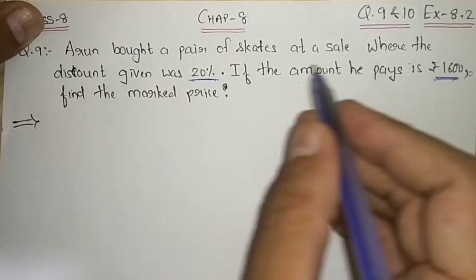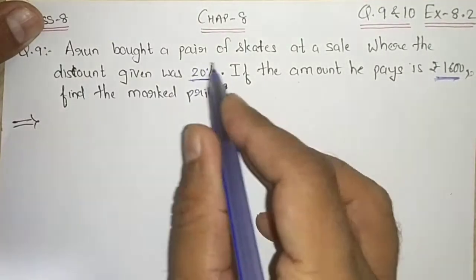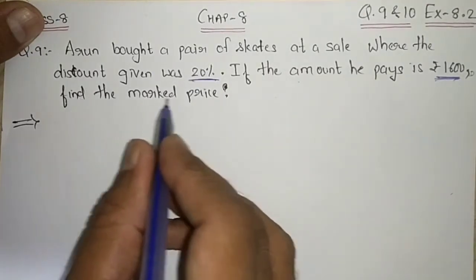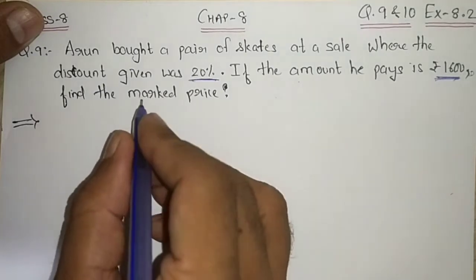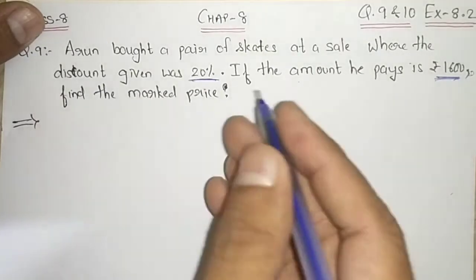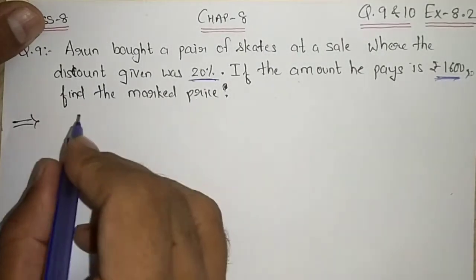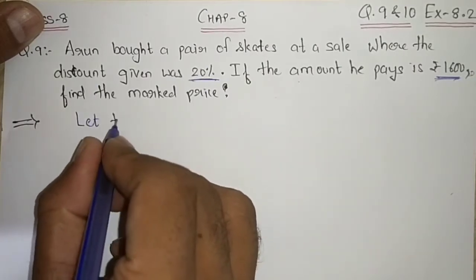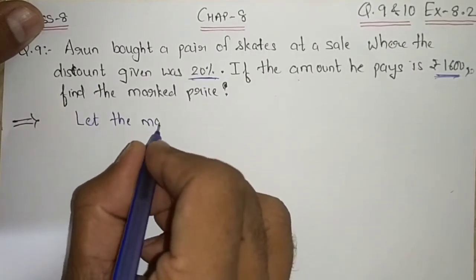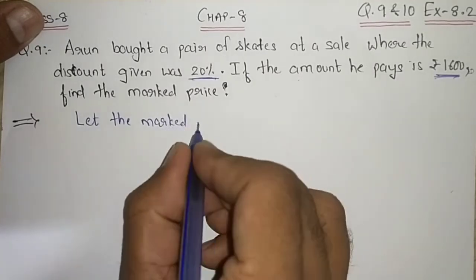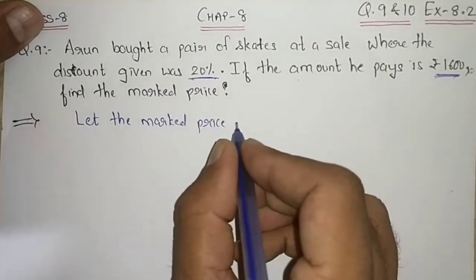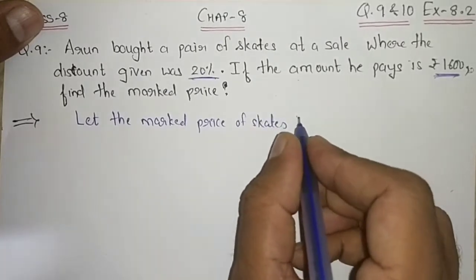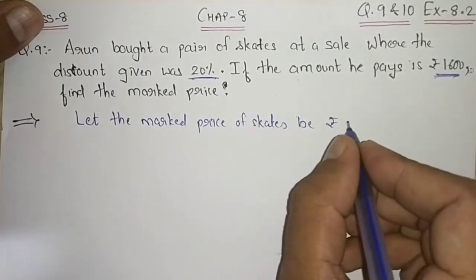and this SP is after deduction of 20%. What we have to do? We have to find the marked price. So marked price we don't know, so we will start with this only. We will suppose it as X. We will write: let the marked price of skates be rupees X.